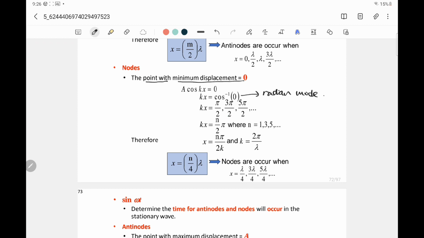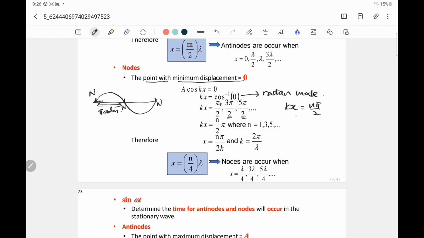Okay, pi over 2, and then again we know the distance between nodes and nodes. We have nodes here, nodes and nodes. This one is also a node. This one we have pi radian. Okay, pi radian. This one we add pi here. Add pi to get the second one. So add pi again. Alright, so we have kx equal to n pi over 2.